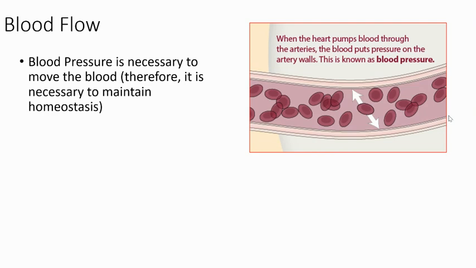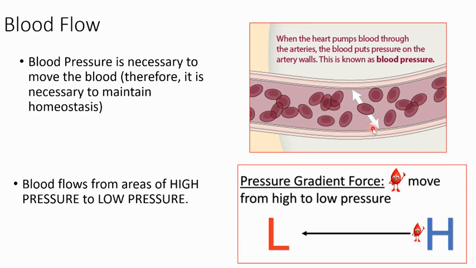Blood flow. Blood pressure is necessary to move the blood, therefore it's necessary to maintain homeostasis. So when the heart pumps blood through the arteries, the blood is going to put pressure on the artery walls. So take a look at these arrows right here. As the blood is moving through the blood vessel, there's going to be an increased pressure on the interior wall of the artery, and that is blood pressure. We talked about where blood pressure was taken based on the cardiac cycle previously. So if you're not sure what I'm talking about, you need to go back and rewatch that video.